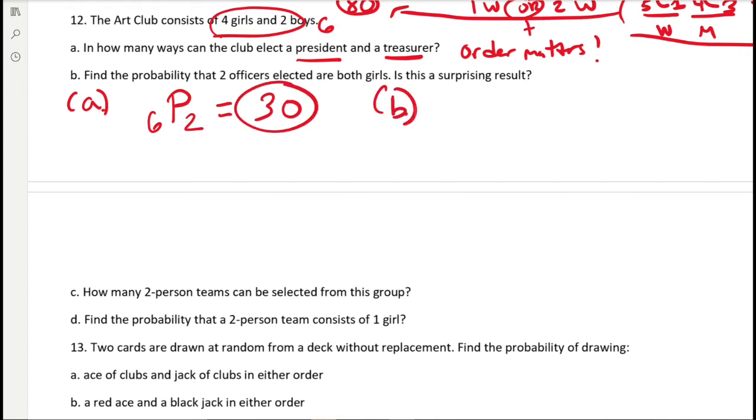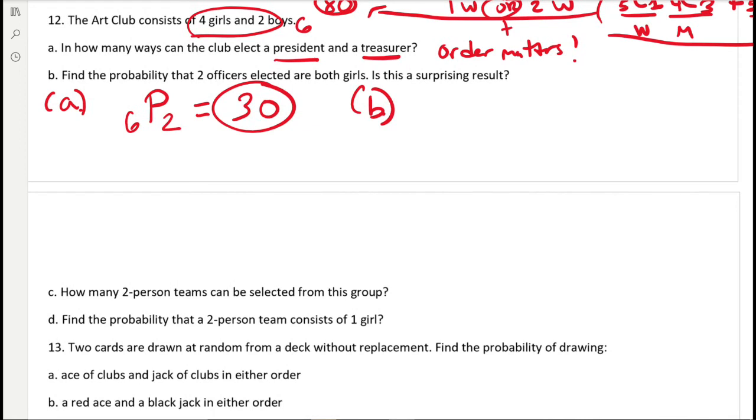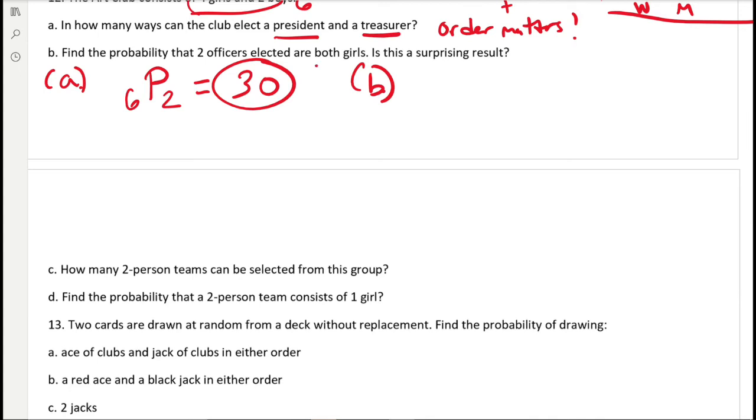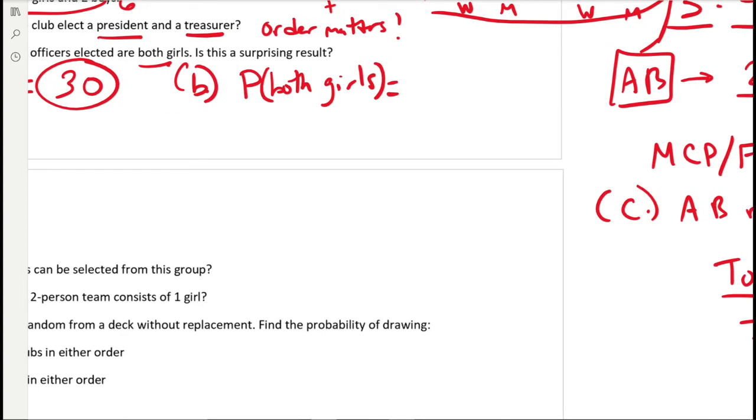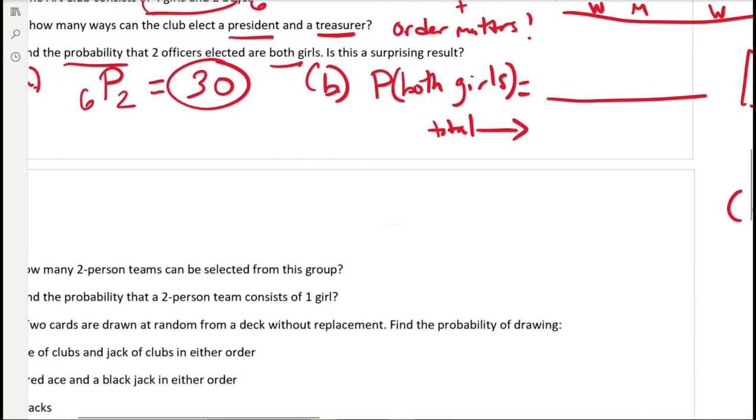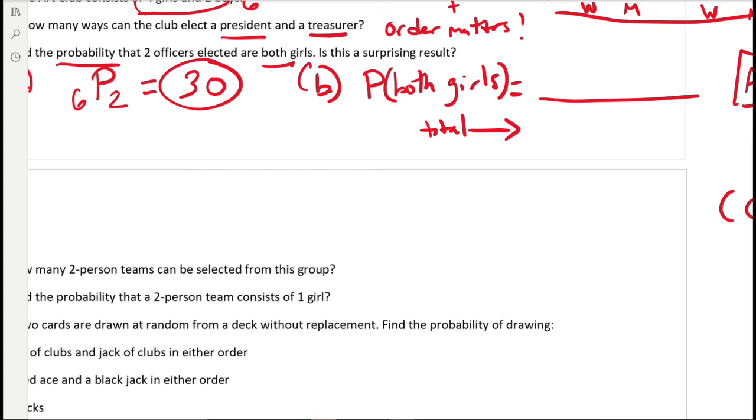For part B, find the probability that the two officers elected are both girls. Is this a surprising result? So we want the probability that we have both girls. Since they're asking for a probability, we need a numerator and a denominator. Remember, the denominator is going to be the total. How many total ways do we have of choosing our officers? Well, that's going to be six choose two. That's what we did in part A. That's the total number of ways of choosing any two people for those positions.